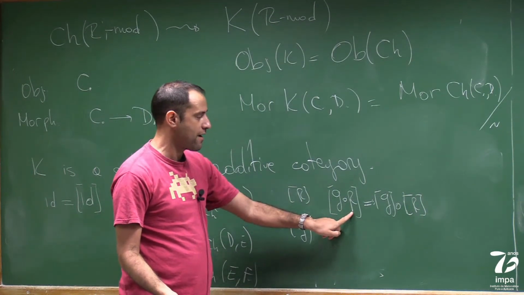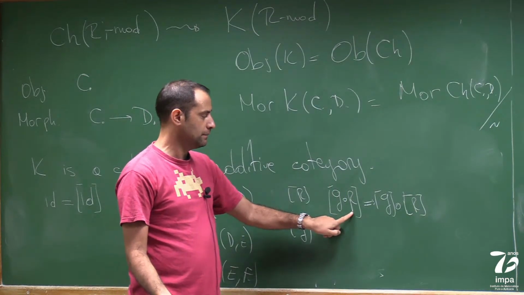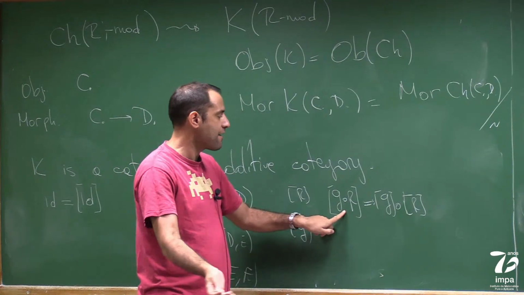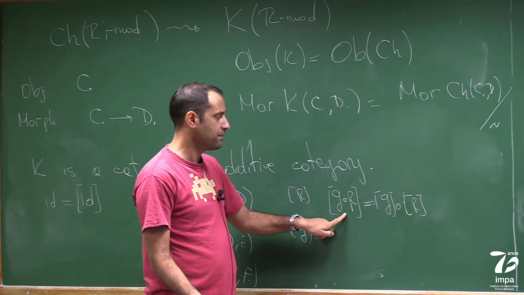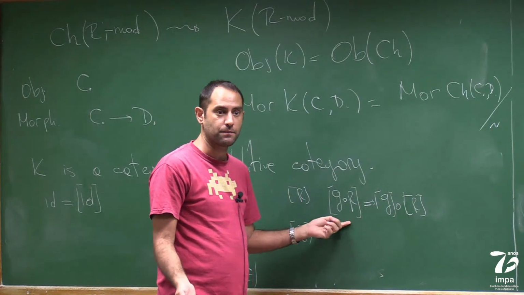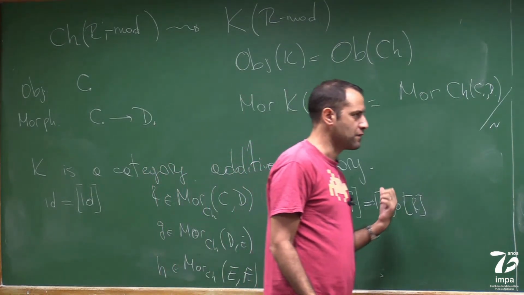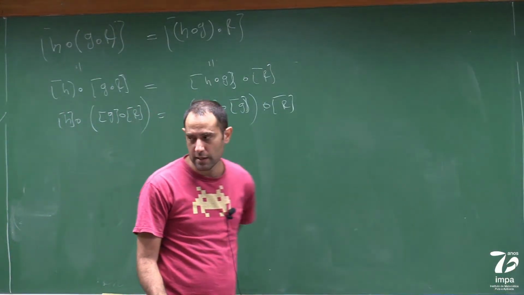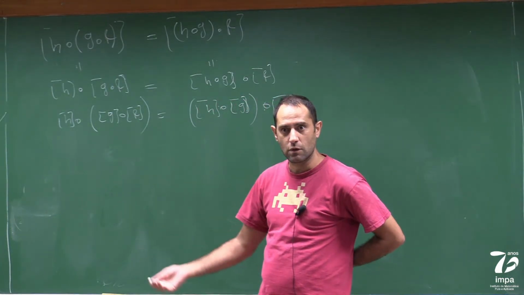If you put G or F here being the identity, let's say F is the identity, this is going to be the class of G. And this is going to be the class of G composed with the identity. So we're defining it to be an identity. Same if G is the identity, then the identity is an identity on both sides.